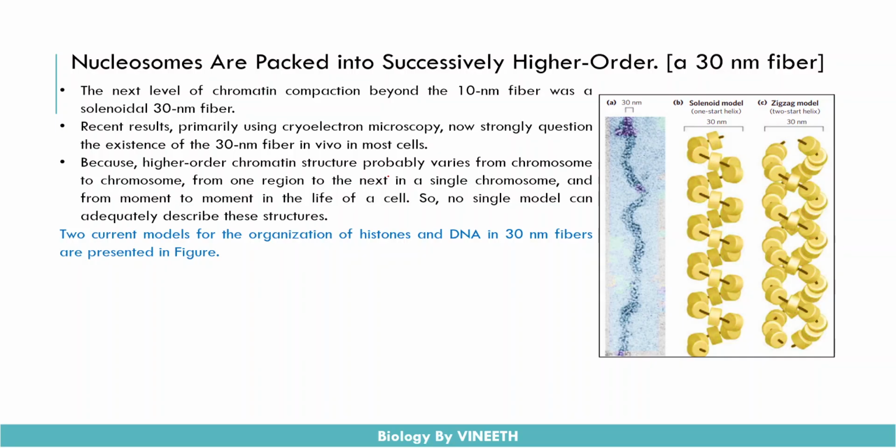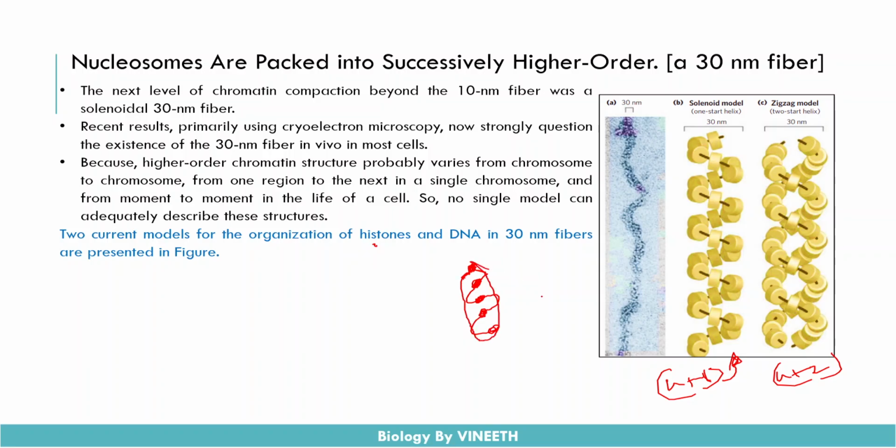Both are 30 nanometer fibers only, but the arrangement of the nucleosome particles is different in the solenoid and the zigzag model. In the solenoid model, n+1 nucleosomes get attached, but in the zigzag model, n+2 nucleosomes get attached. If this is one nucleosome, it will link with the second nucleosome, and the second links with the third. So it goes first to second, second to third, third to fourth, and fourth to fifth, and they form the solenoid model like this.